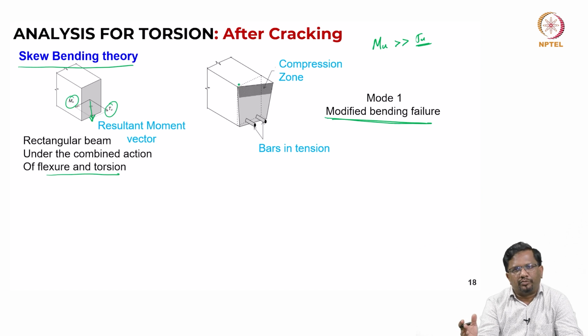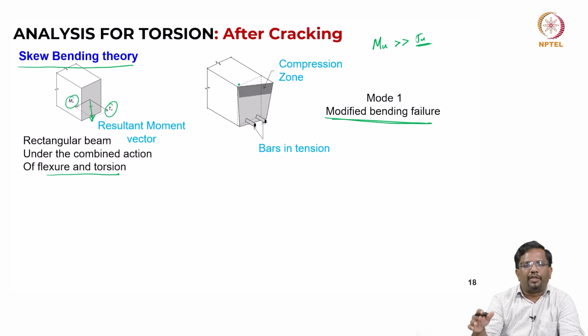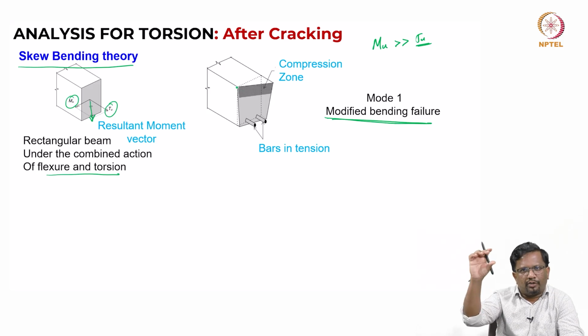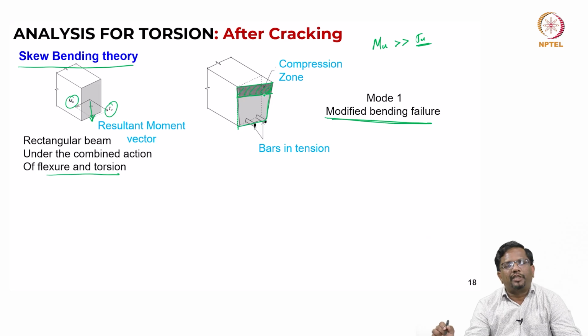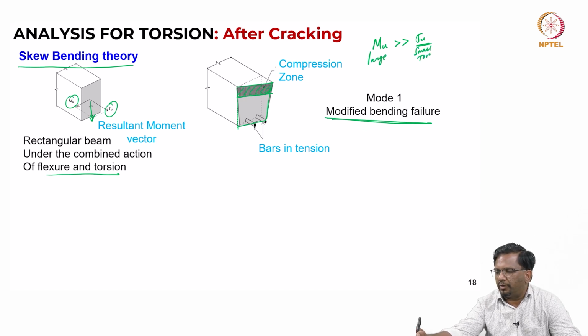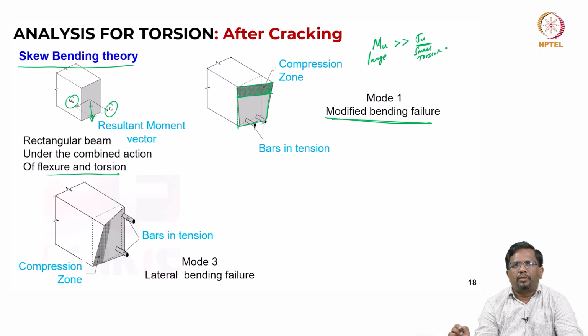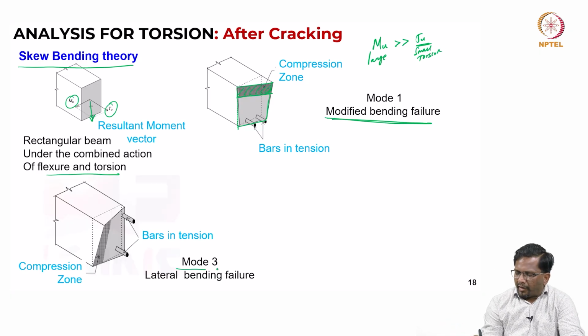So, let us assume a simply supported case which is creating a sagging moment. You are going to have compression on the top surface and tension in the bottom. But instead of having a section perpendicular, now I will have a skewed failure surface, but my compression is still going to be at the top. That is the reason we are calling it a modified bending failure. So, this will happen when you have large bending and small torsion, right.